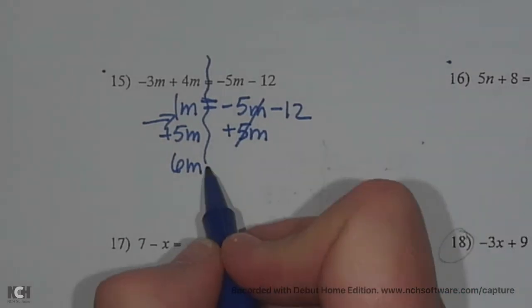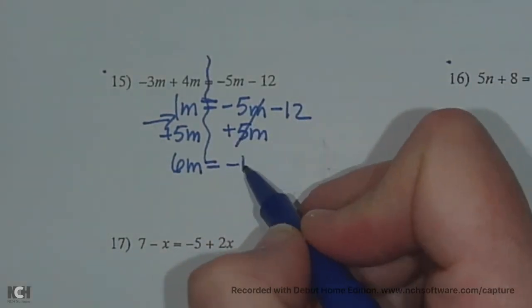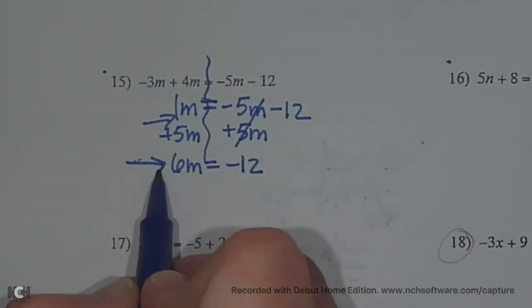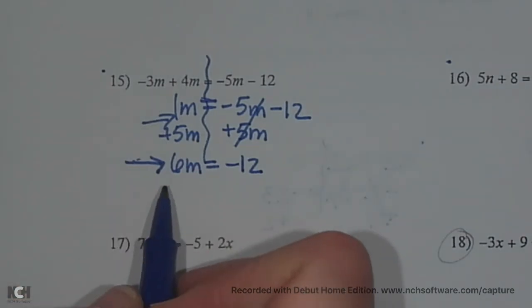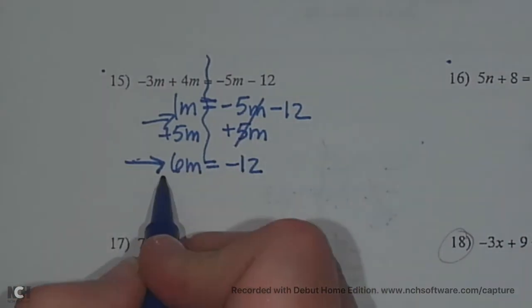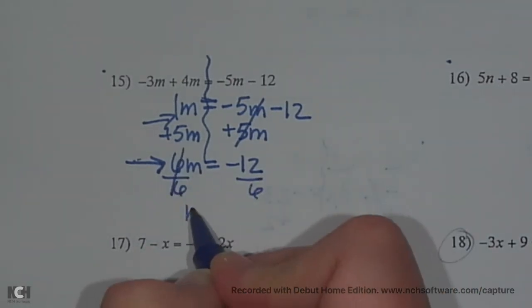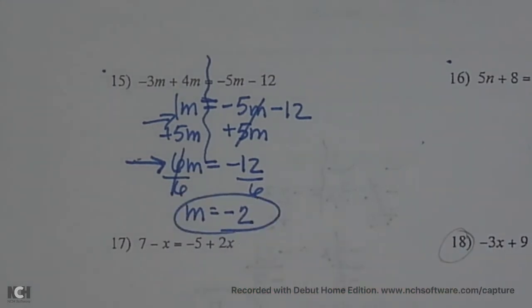And what about on the other side? We have our equal sign. These went away, and we're just left with negative 12. Well, now all of a sudden, this looks a whole lot more manageable than this did up here, doesn't it? So 6m equals negative 12. To get rid of the 6, we're just going to divide by 6 on both sides. And then you're going to be left with m equals negative 2. And that is your answer for that one.